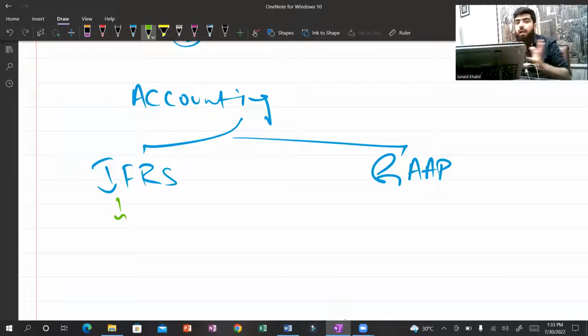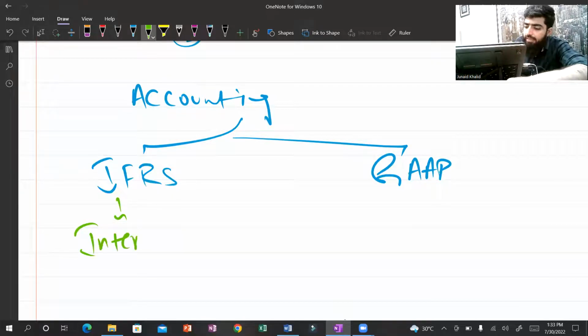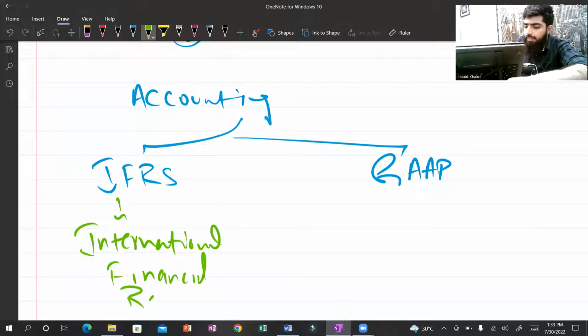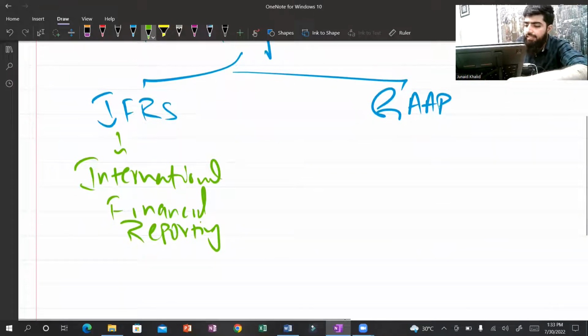But as I said, I will start from the beginning. I would assume that you don't have any idea about it, or if you have, you must have forgotten that area. So IFRS stands for International Financial Reporting Standard.